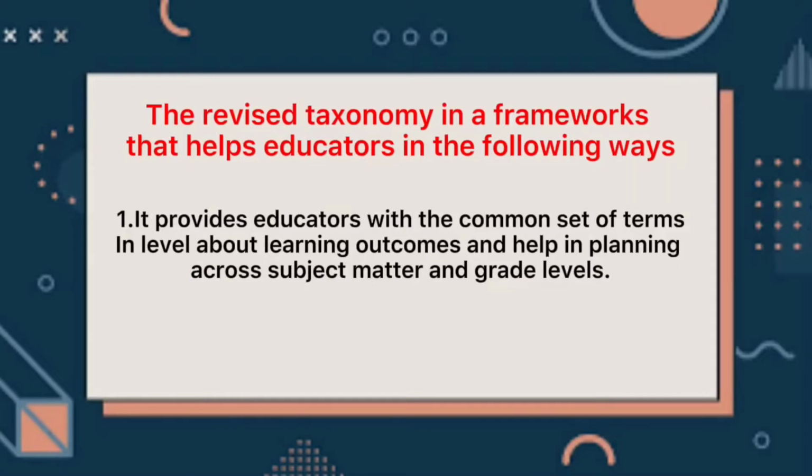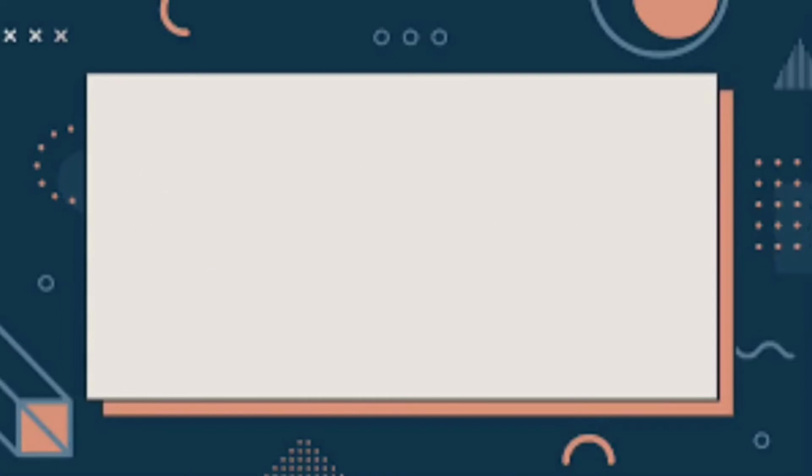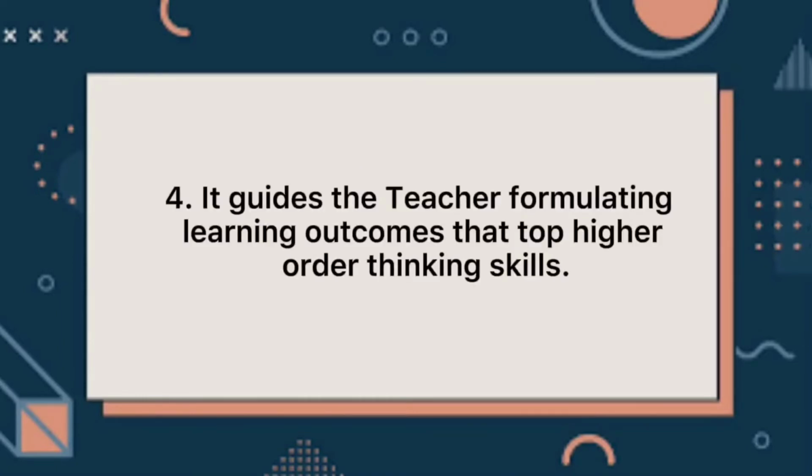Number one, it provides educators with a common set of terms and levels about learning outcomes and helps in planning across subject matter and grade levels. Second, it helps in drafting of learning standards across levels. The third one, it serves as a guide in evaluating the school curriculum objectives, activities, and assessment. And last, it guides the teacher in relating learning outcomes that tap higher order thinking skills.